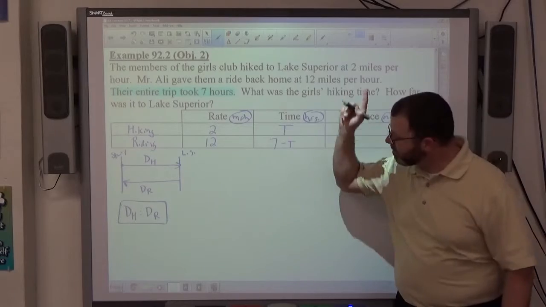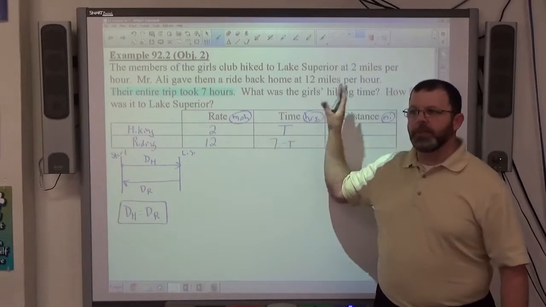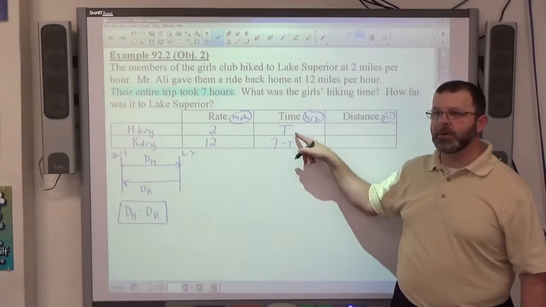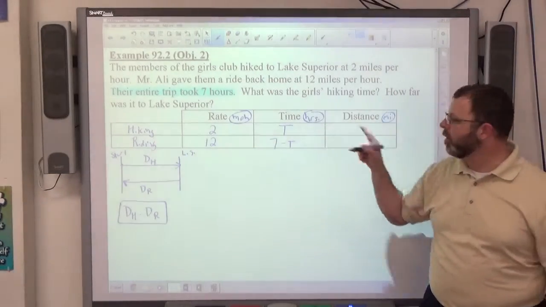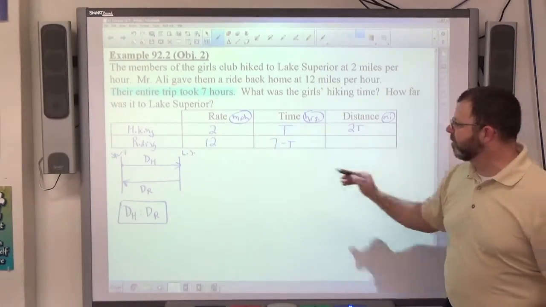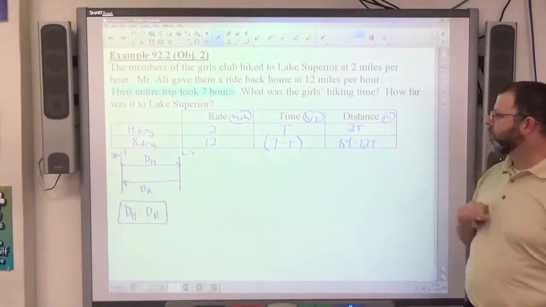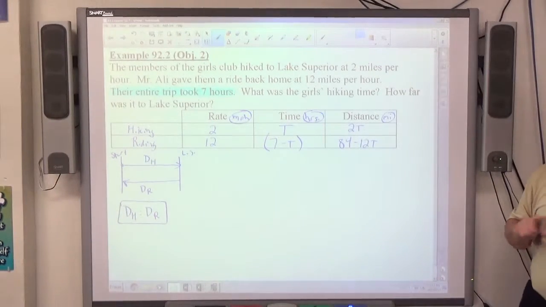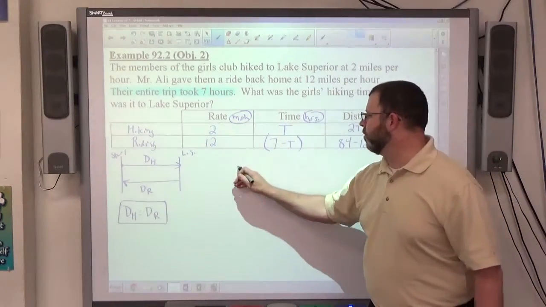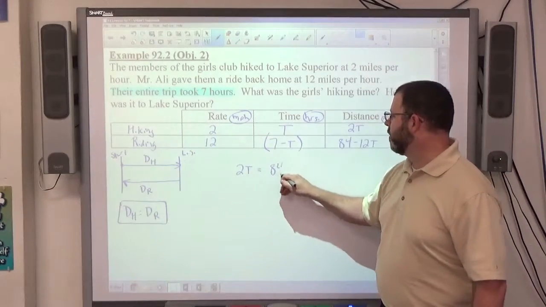But anyway. Rate and time, rate and time. These 4 boxes were filled in from reading the problem. I knew exactly how fast they're going. I didn't know either time, but I was able to get the same variable to represent both. Rate times time equals distance, so 2t is their hiking distance. And 84 minus 12t is their riding distance. And again, we've already established those distances are equal to each other. So the hiking distance 2t is equal to their riding distance of 84 minus 12t.